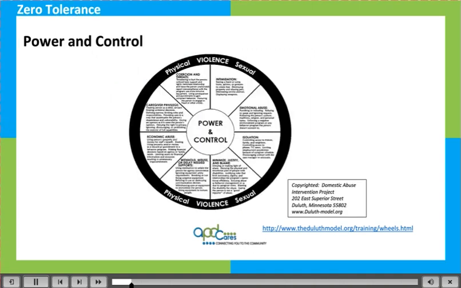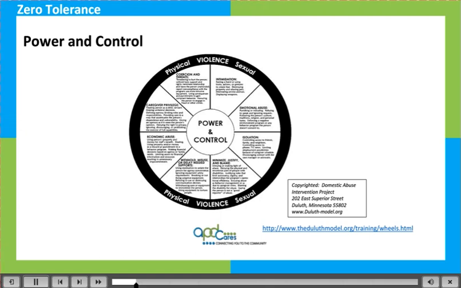Power and control. This power and control wheel for individuals with disabilities and their caregivers is designed to help individuals understand the dynamics of an abusive relationship with a caregiver of an individual with developmental disabilities. This power and control wheel is produced and distributed by the National Center on Domestic and Sexual Violence. The wheel is credited to the Domestic Abuse Intervention Project as noted. The National Training Project staff may be contacted at training@fedulethmiddle.org.